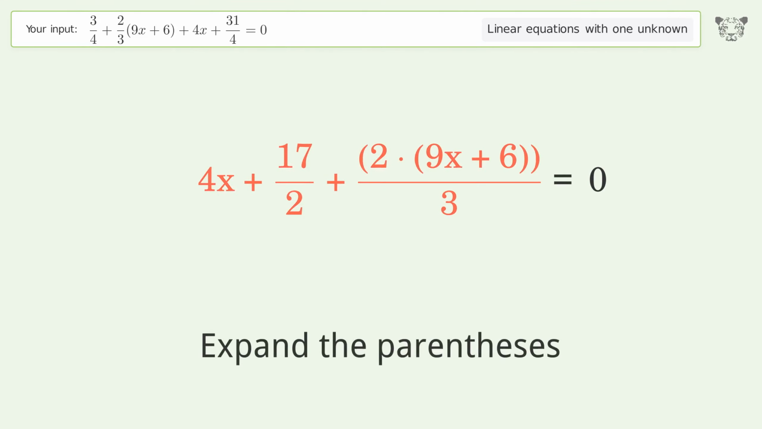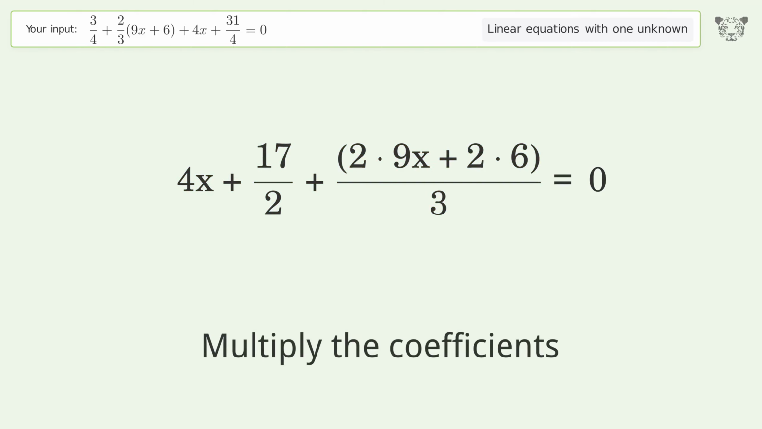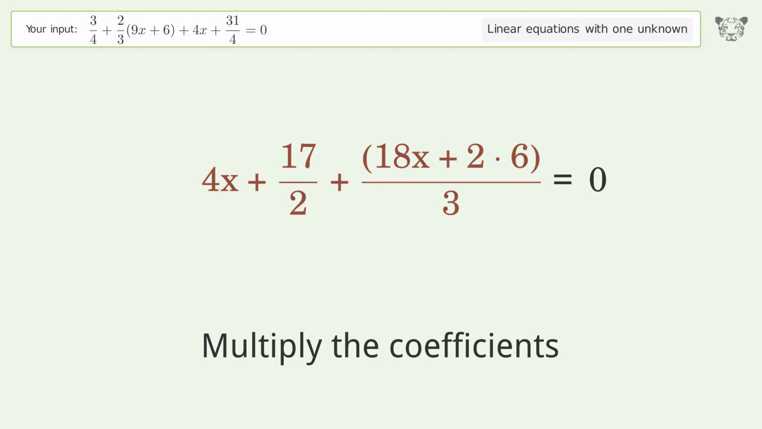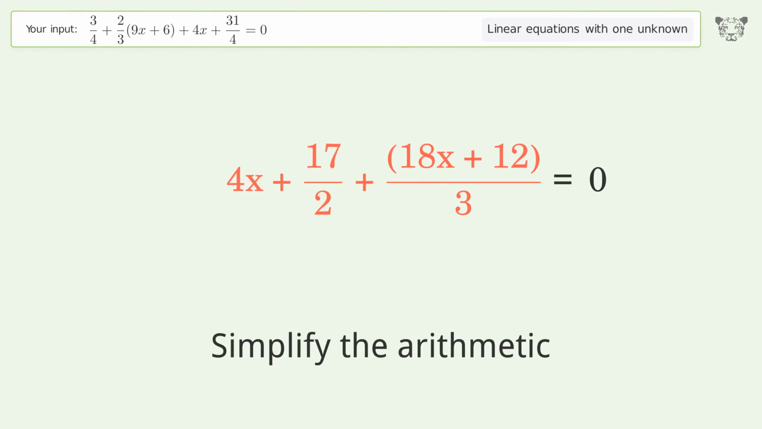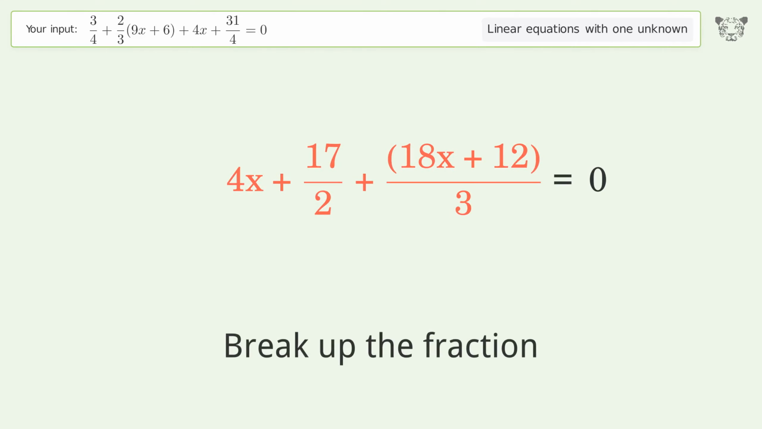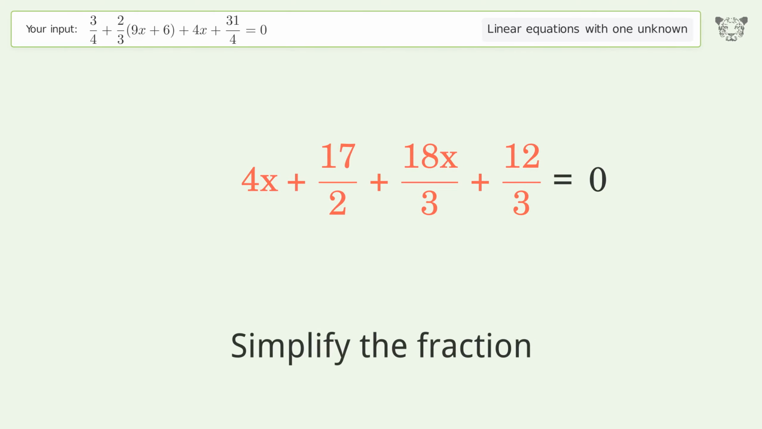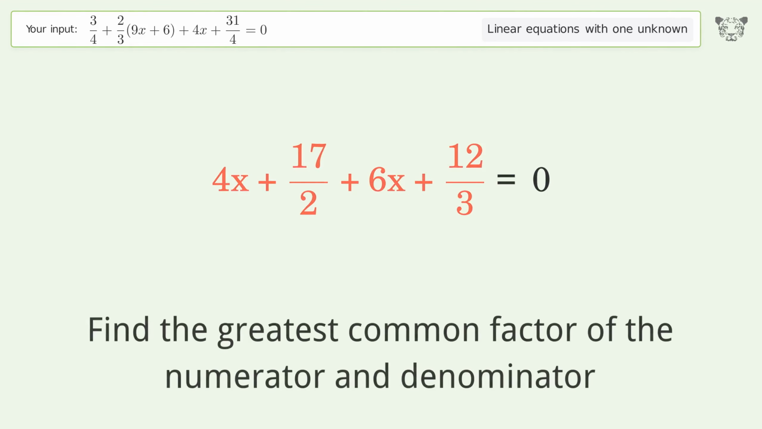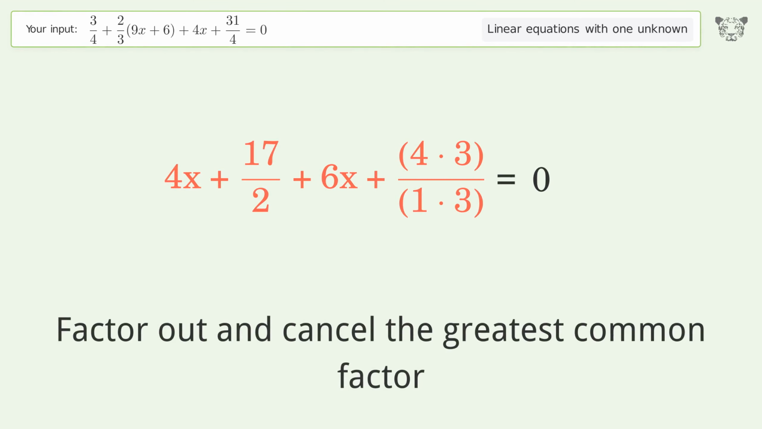Expand the parentheses. Multiply the coefficients. Simplify the arithmetic. Break up the fraction. Simplify the fraction. Find the greatest common factor of the numerator and denominator. Factor out and cancel the greatest common factor.